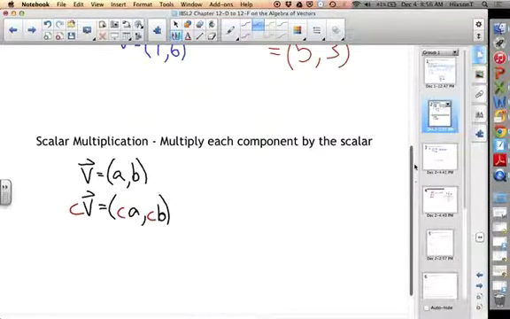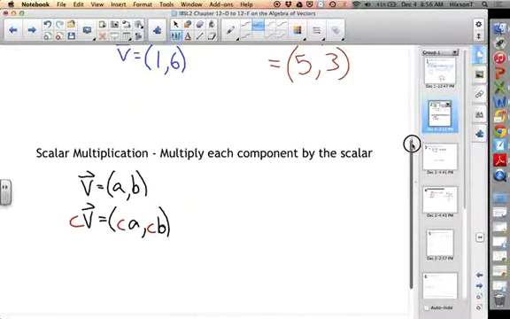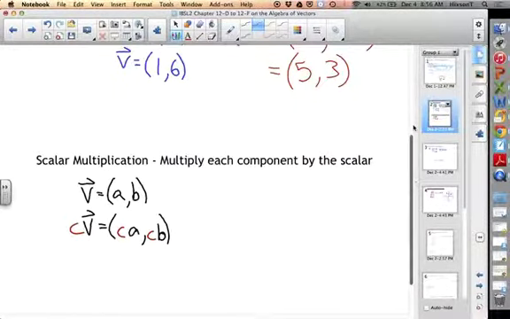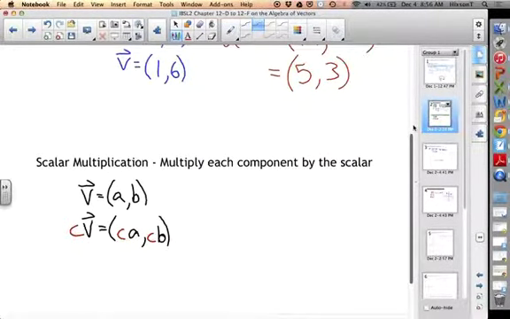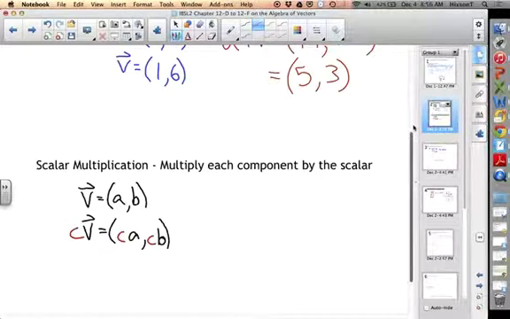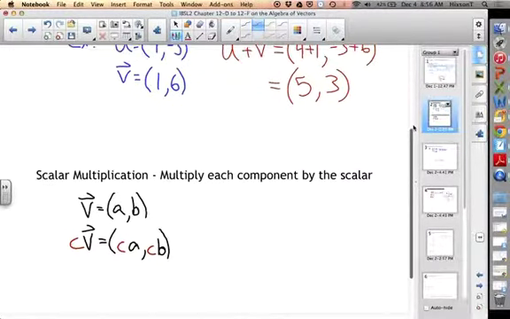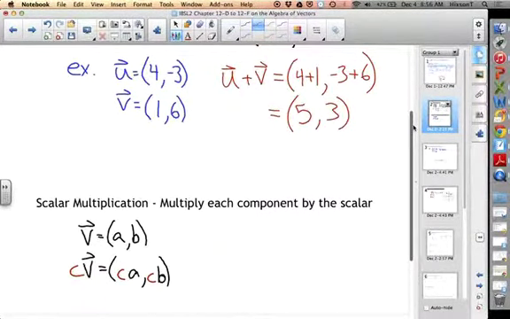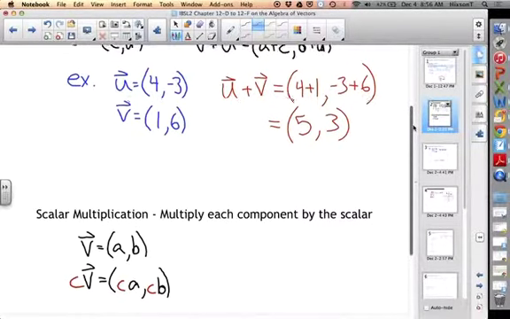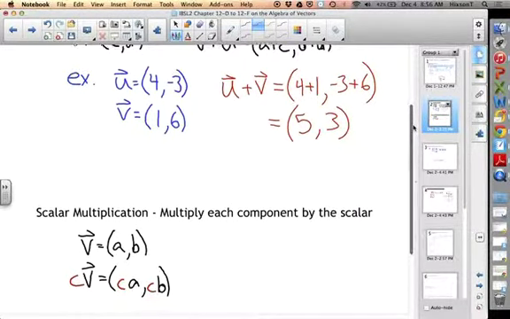So using the example from above, vector v, there we go. It's going really slow today.